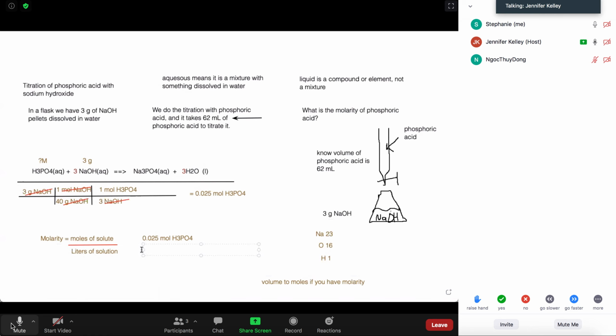So how would we convert that to liters? Would we multiply by 10 to the negative 3? Yes, okay. Correct. I got 0.062. Okay. Good. Yes.